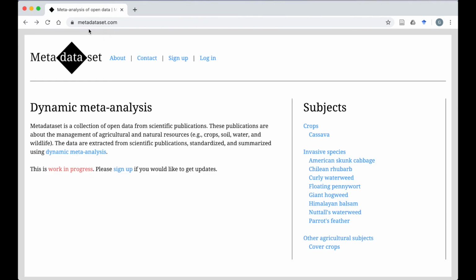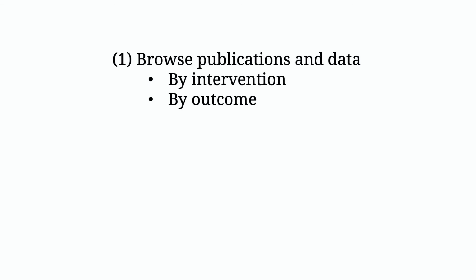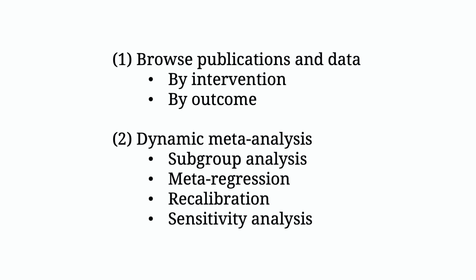In this video, I've shown how you can use Metadataset to browse publications and data by intervention and outcome in order to find evidence that's relevant to you. I've also shown how you can use Metadataset to do dynamic meta-analysis of your selected data using subgroup analysis, meta-regression, recalibration, and sensitivity analysis.